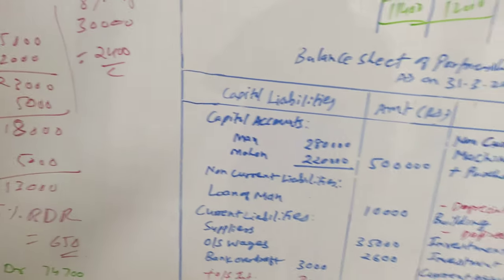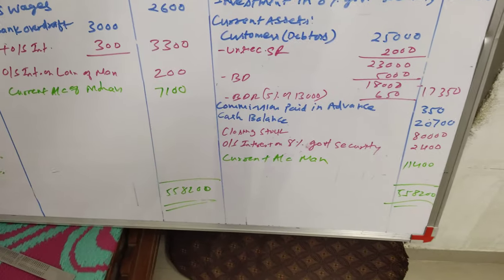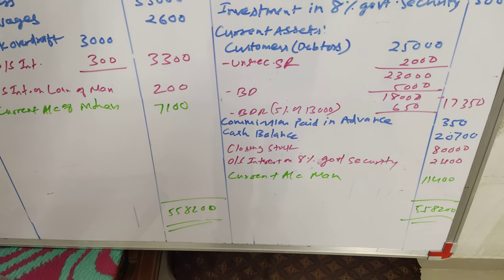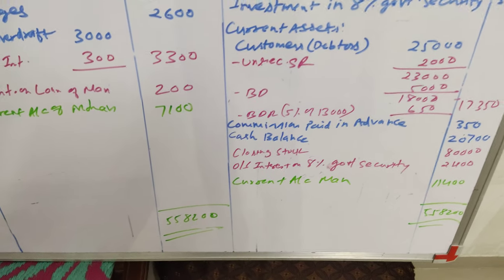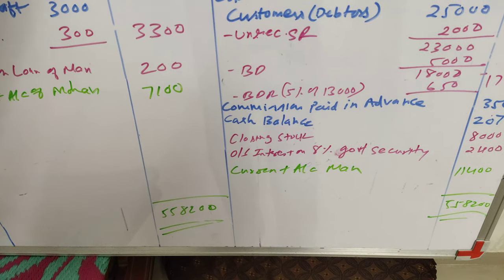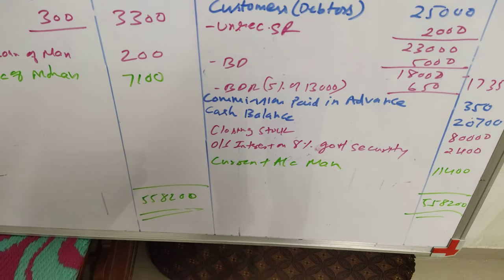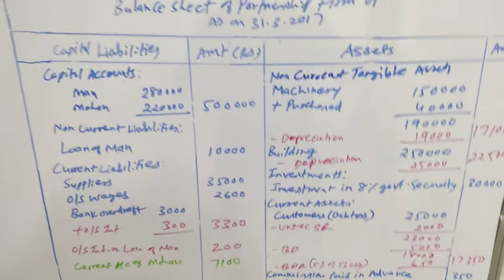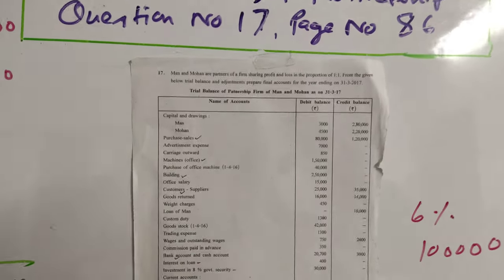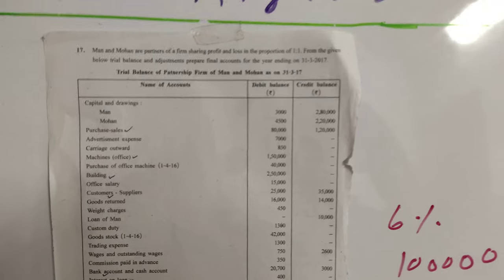Finally, this is the time to close balance sheet. To close, that means to find the total of balance sheet. So here it is, we can see both the side we will get total 558,200, that is 558,200 both the sides. We will get our balance sheet tallied. So this is all about sum number 17 of partnership final account, that is financial statement of partnership. Thank you.